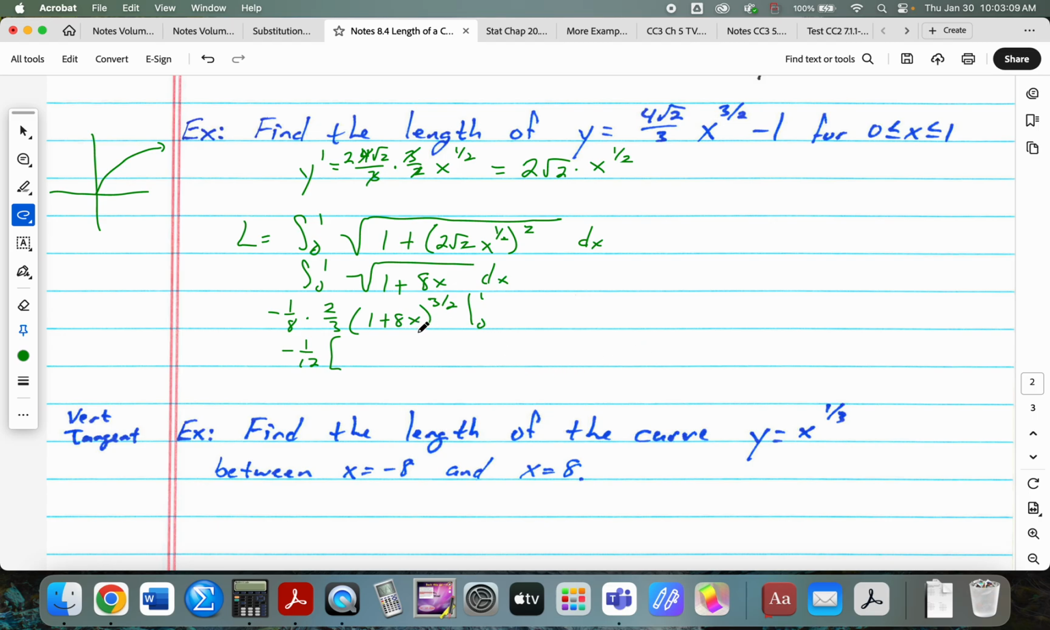All right, so substituting in 1, oh, well, that works out really nicely because that's 9 to the 3/2 power. So we take the square root of 9 is 3, cube it, that's 27, minus, at 0, that's going to be 1 to the 3/2, which is 1. So that's going to be -26 over 12, or -13/6.